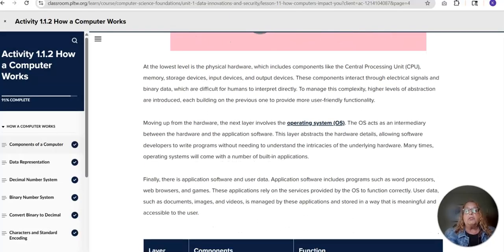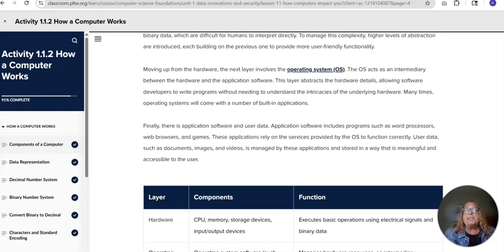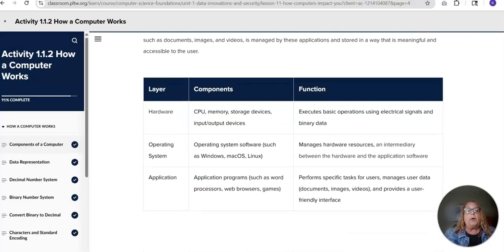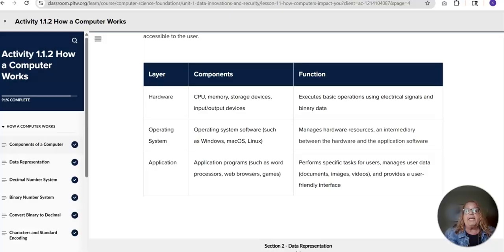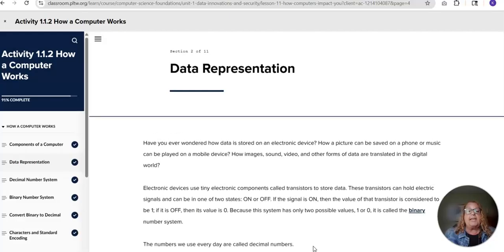So it goes through and it talks about the different operating systems, talks about hardware, operating systems, and applications. You need to know that information because that is something that will be on the final exam. So please take the time to read through this and make sure that you understand what things are. I'm going to quickly go on to data representation.